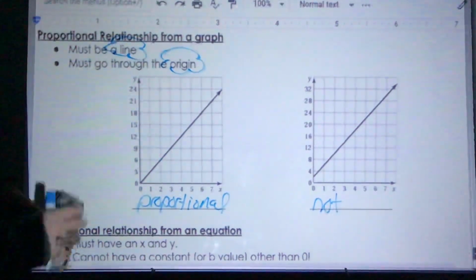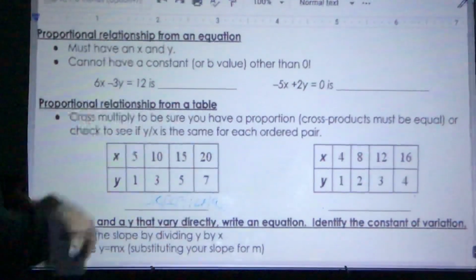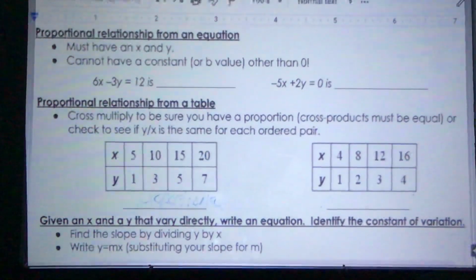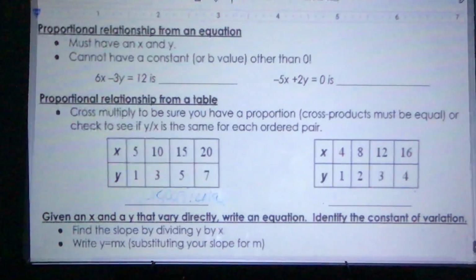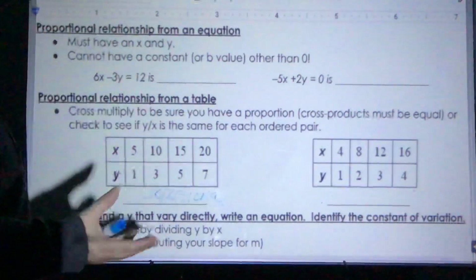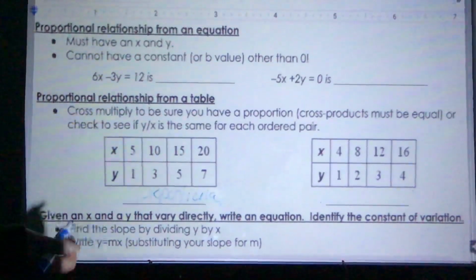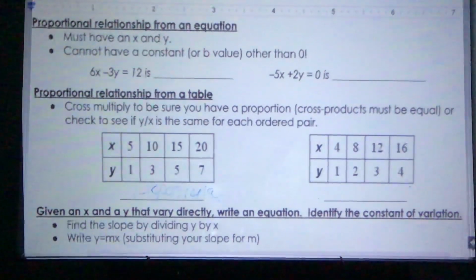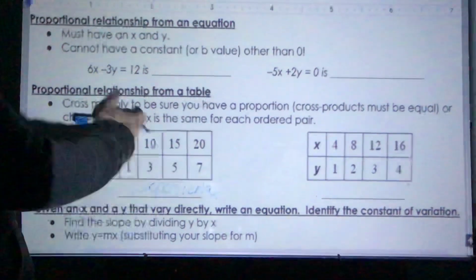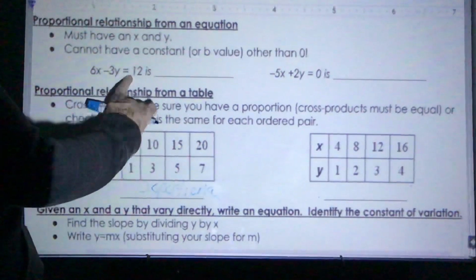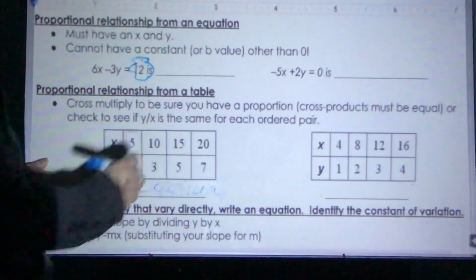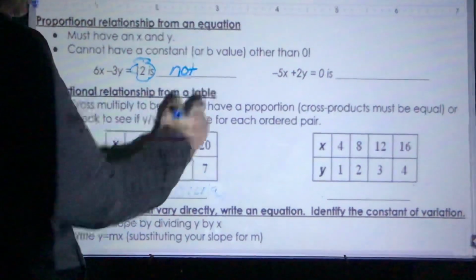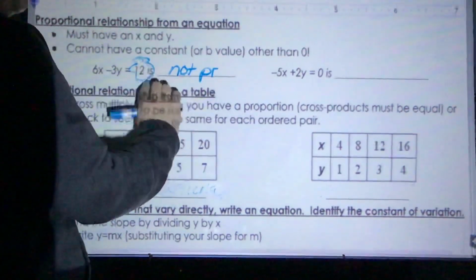Now you also need to be able to look at equations and decide if they're proportional. For an equation to be proportional, it must have an x and a y. It can't be a hoy, it can't be a vux, it has to have an x and a y. And it can't have any b number other than 0. So if you can rewrite the equation so that it's y equals mx, then it's proportional. This first equation, 6x minus 3y equals 12, has an extra amount. It has that 12. So this is not proportional. If you rewrote this, you would have a b number.